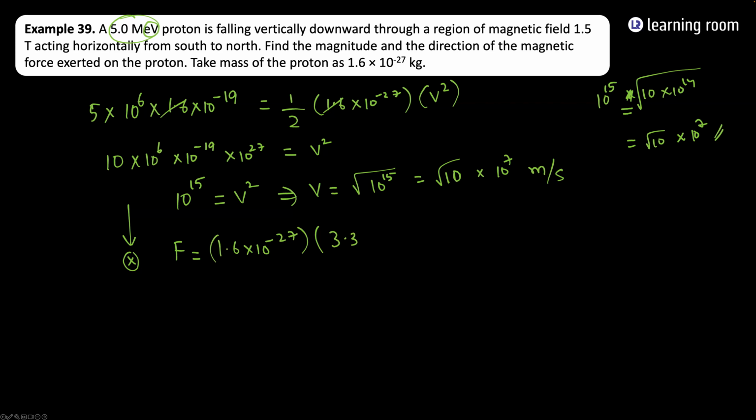Yeah, sorry, minus 19. So 1.6 into 10 power minus 19 into square root of 10 into 10 power 7. So square root of 10, you can approximate it to 3.3. So 3.3 into 10 power 7 multiplied with, what is the value of B? B is 1.5. So you can write it as 3 by 2 into sine of how much?